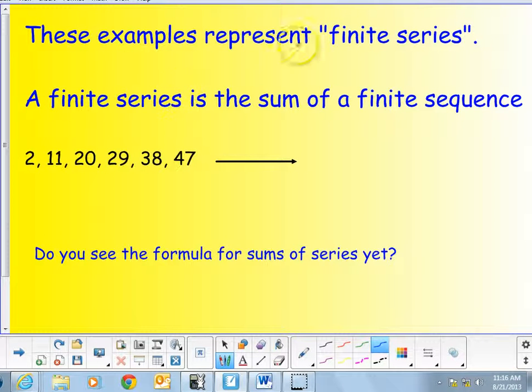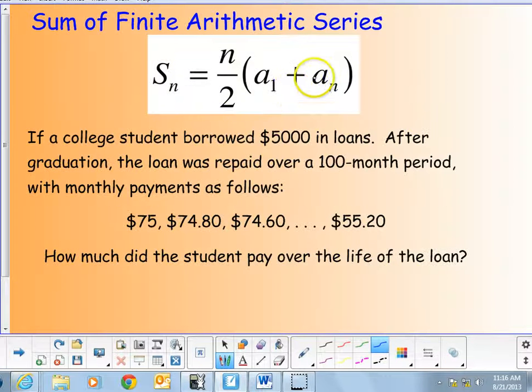it says these represent a finite series. A finite series is the sum of a finite sequence. In other words, it has an end. Do you see the formula for the series yet? Well, what did we do? Did we add the first and the last, and then we took how many terms divided by 2? It even works if there's an odd number of terms.